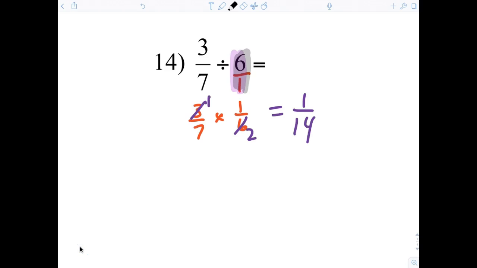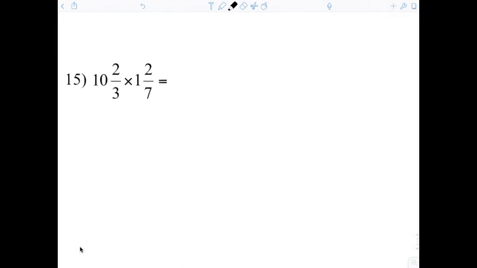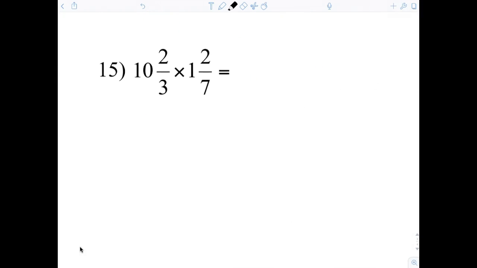But again, I highlighted the 6 over 1 because I want you to remember that if you have a whole number, you make it over 1. And then you do the reciprocal. All right, is everybody good with that? Yes. All right, so here we go. Moving forward. All right, 15. We got all kinds of trouble with 15.